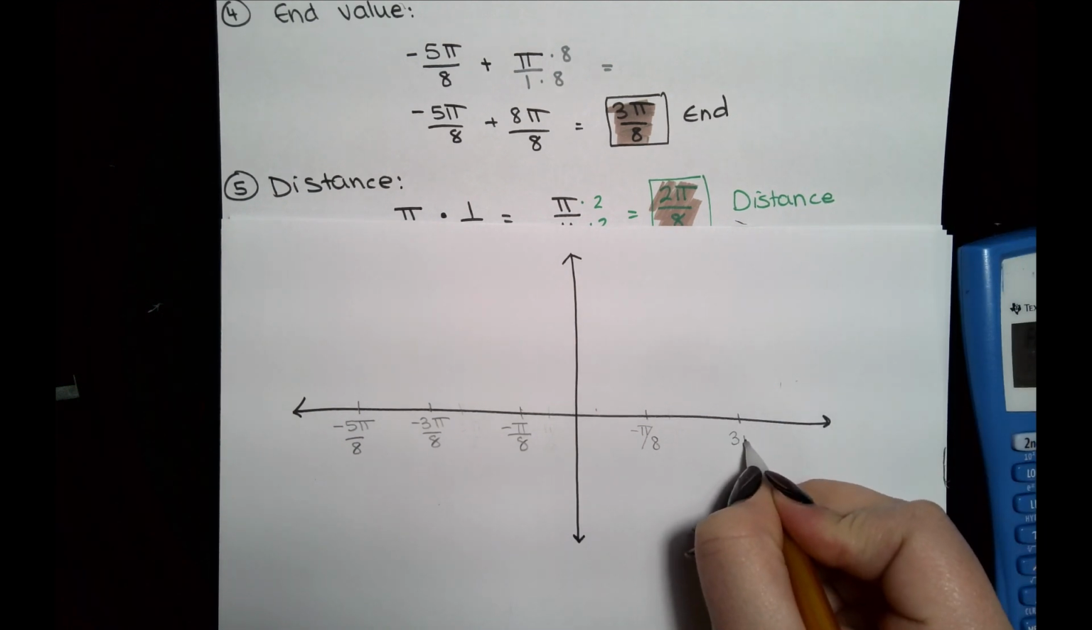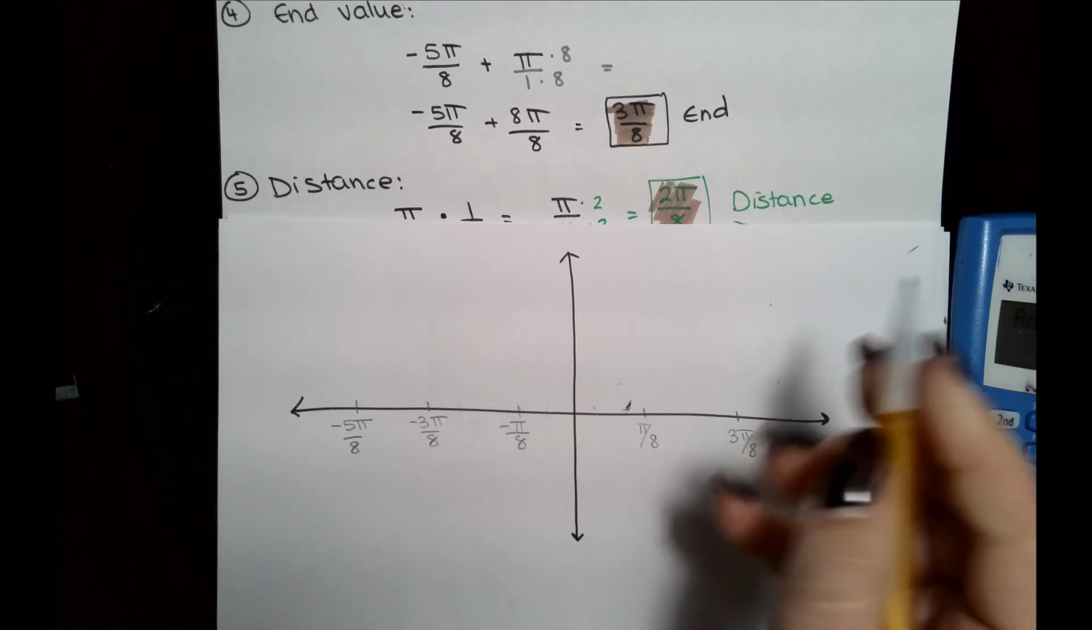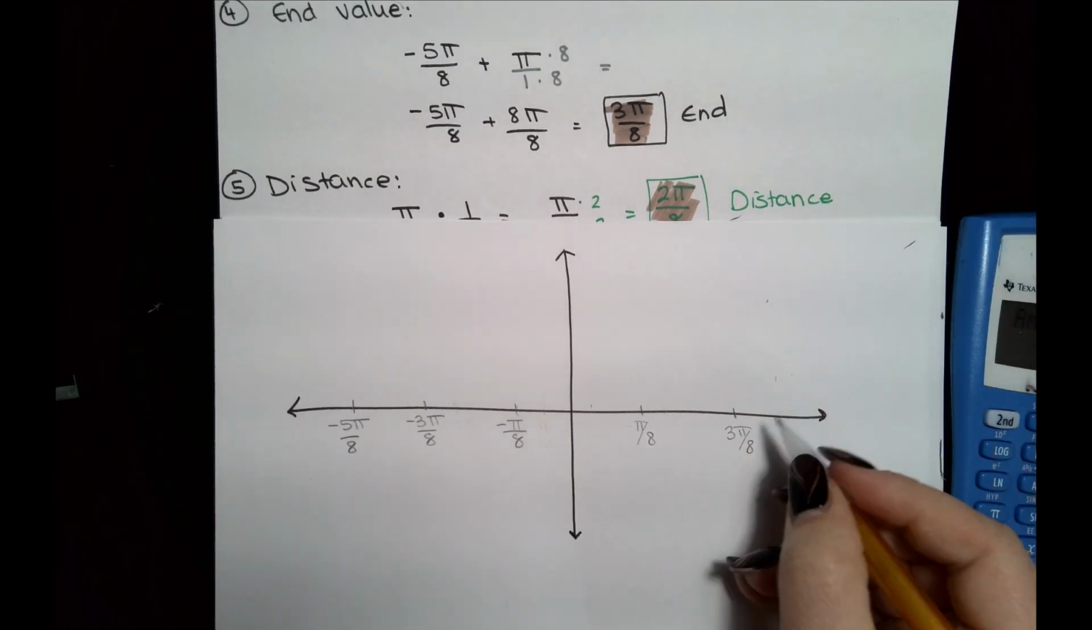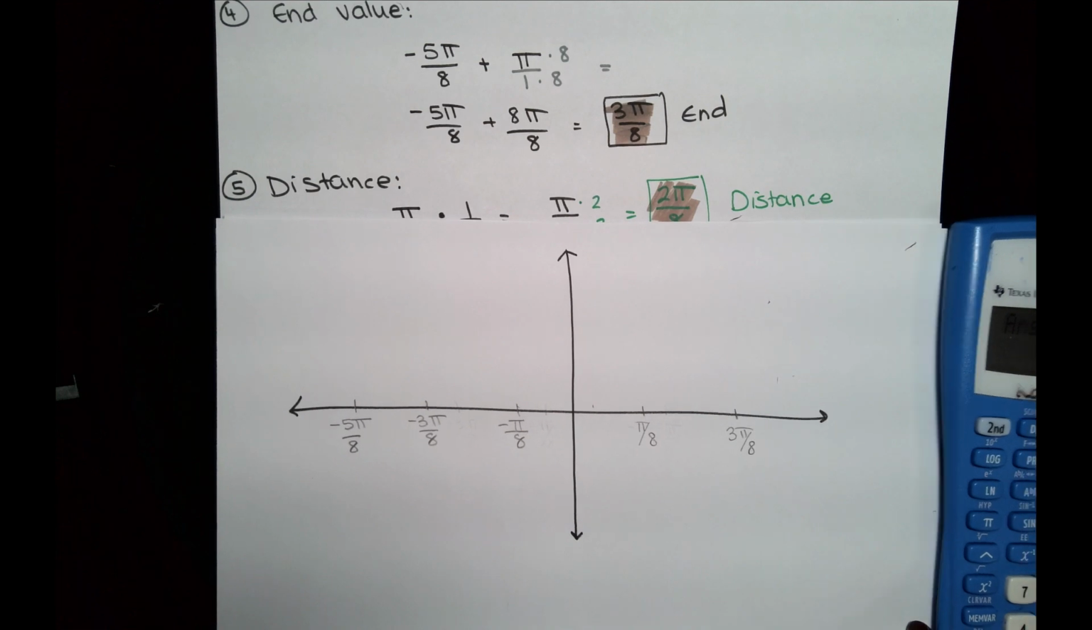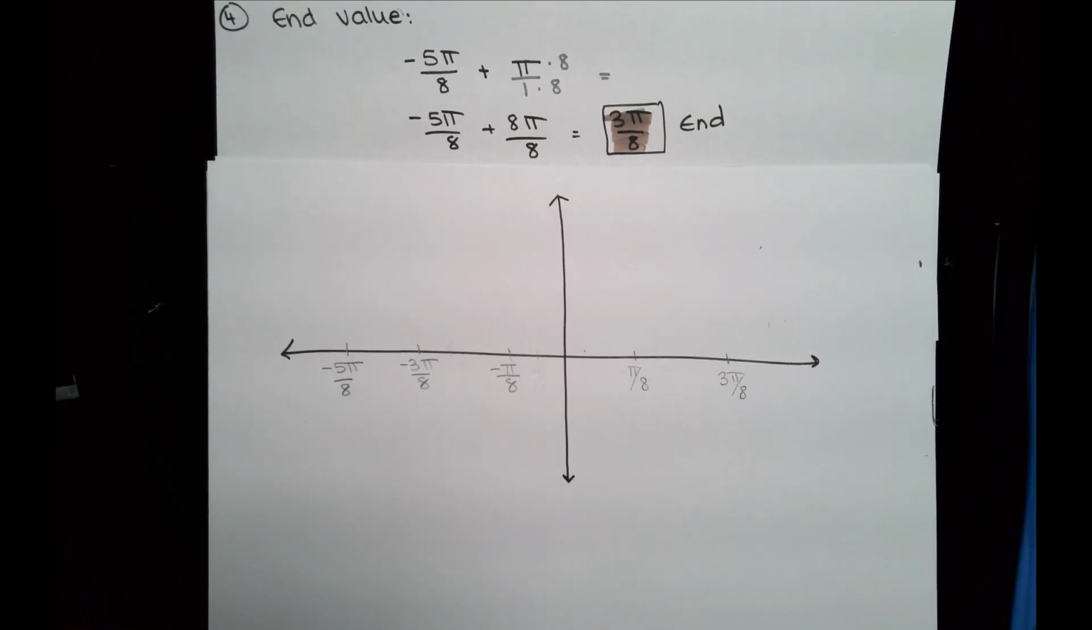Our end is at 3 pi eighths. This should be not negative, this should be positive. And if we add another 2, we're at 3. Okay, we have our values. Our midline, let me take a look at step number 2. Midline is at -1.